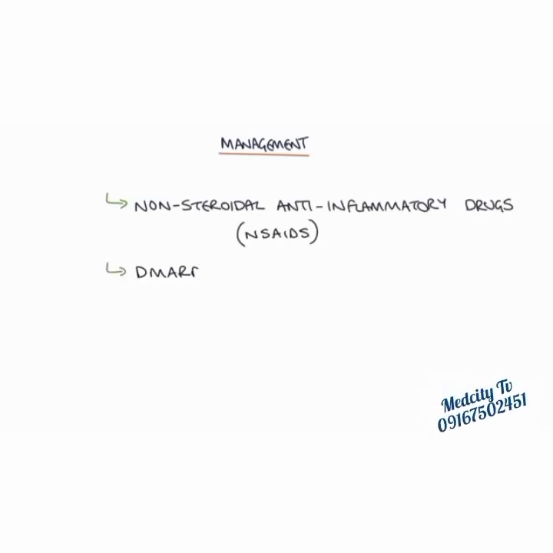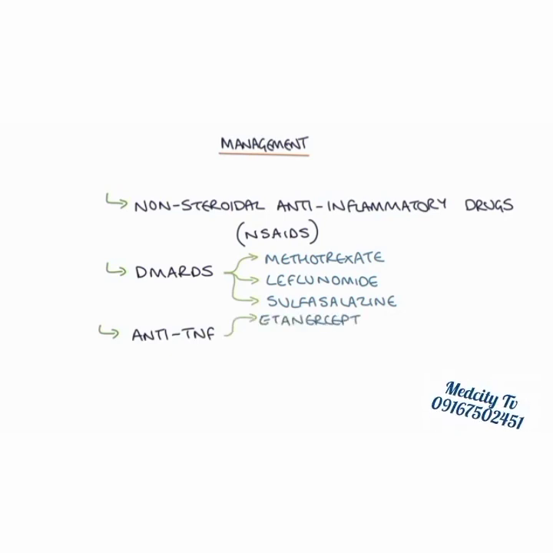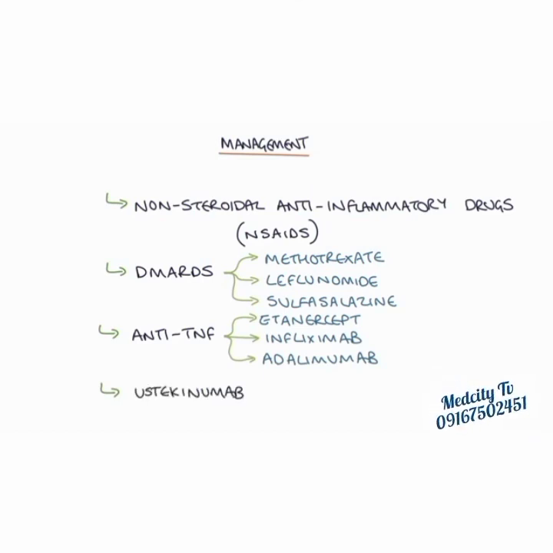They might require DMARDs or disease-modifying anti-rheumatic drugs like methotrexate, leflunomide, or sulfasalazine. They can be treated with anti-TNF medications like etanercept, infliximab, or adalimumab. And the last line is ustekinumab, which is a monoclonal antibody that targets specifically interleukin-12 and interleukin-23. And by targeting these interleukins, it dampens down inflammation.